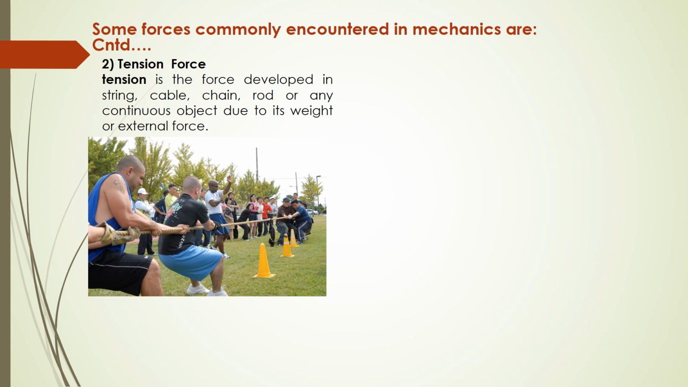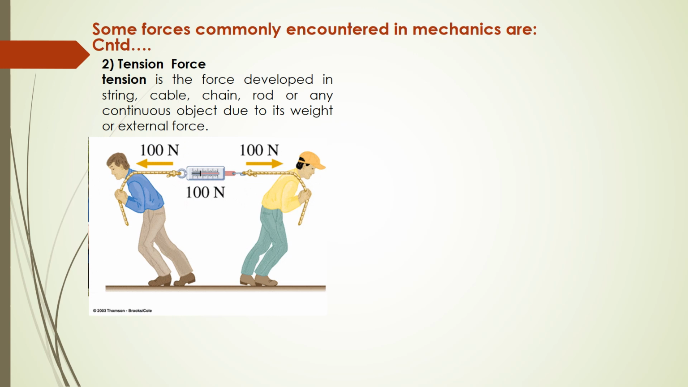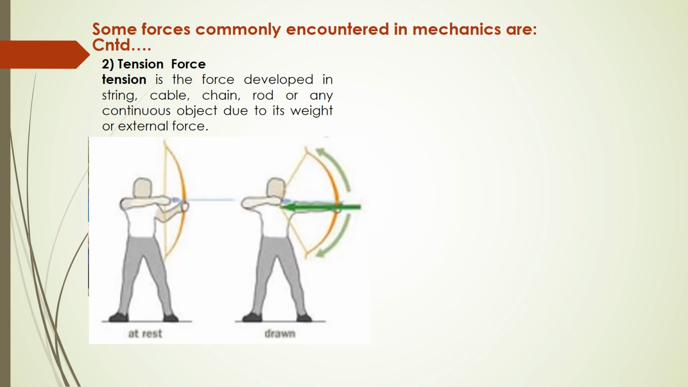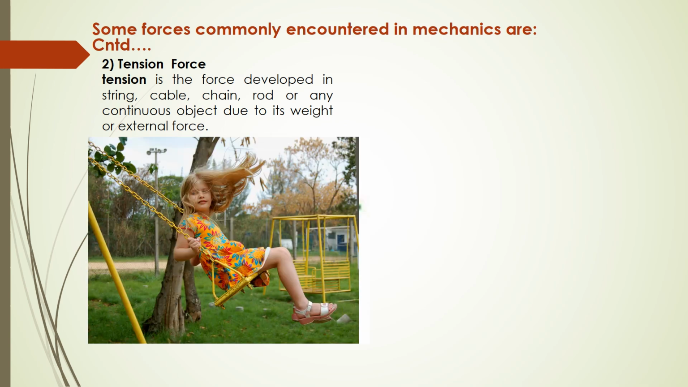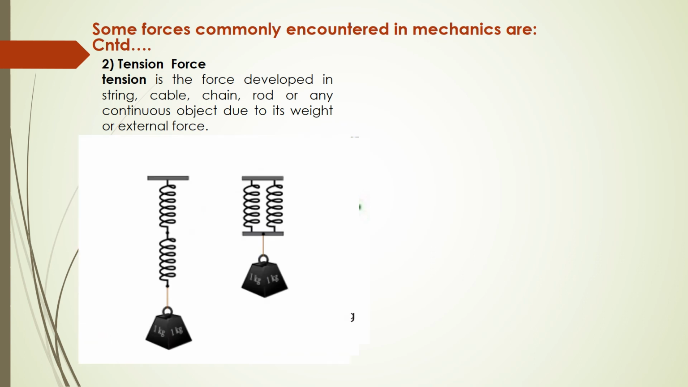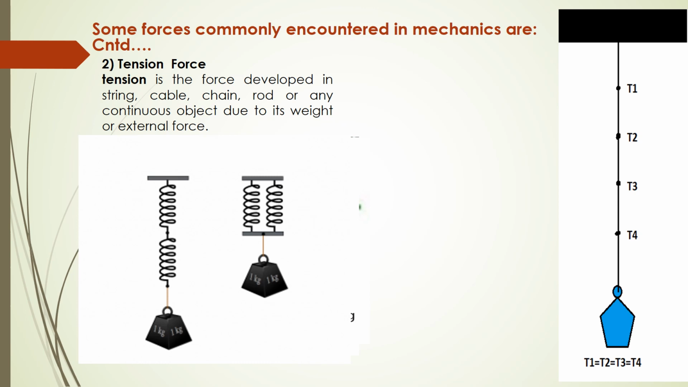Tension, think of a rope. It's always pulled. Here's some tension. Here's another example of tension. And this is another example of tension that you will have to solve a problem with, probably in lecture like this. Here's a bowstring that's under tension. The chain on the swing is under tension. Here's the string and some spring under tension.